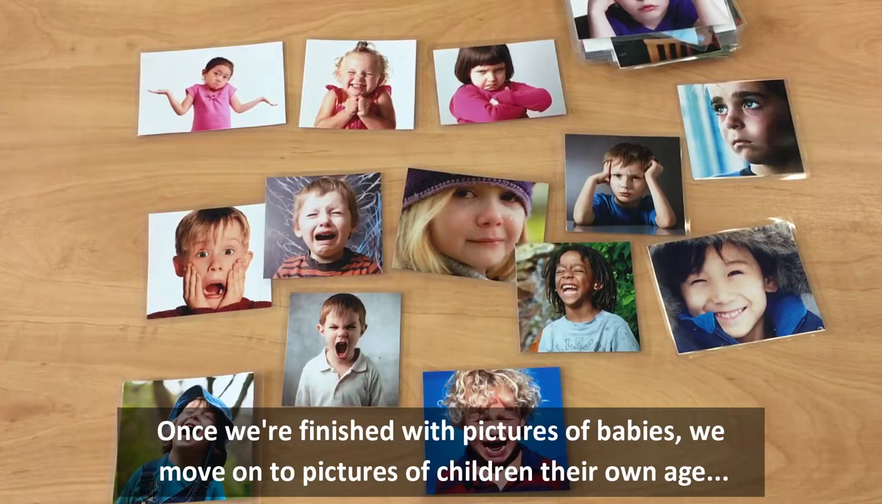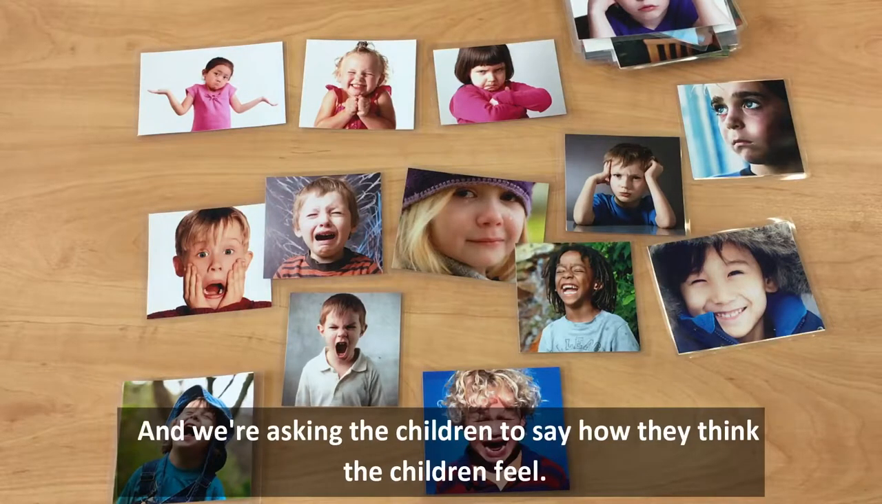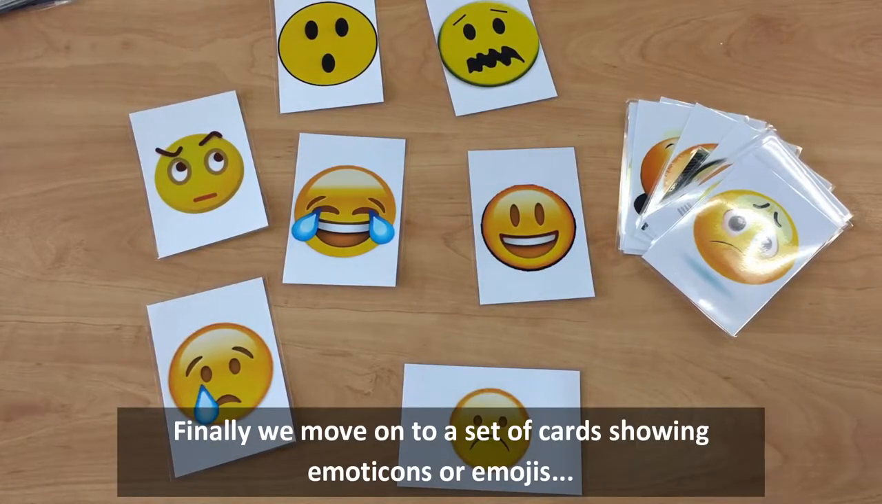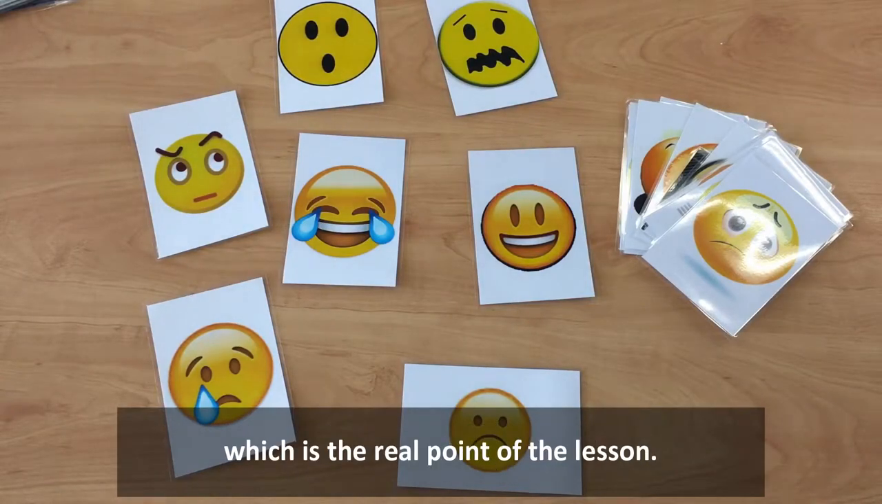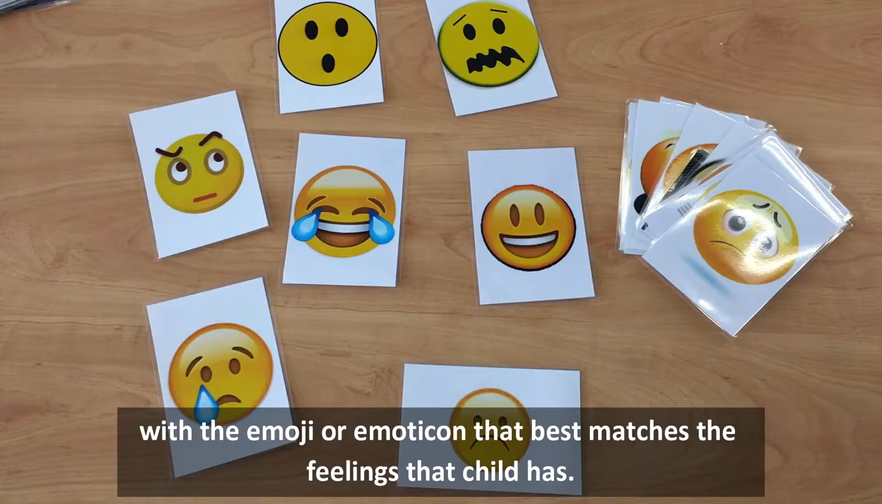After we've used the pictures of babies, we move on to a set of cards showing children of their own age, again expressing different emotions. And we're asking the children to say how they think the children feel, which are nice emotions, which are not very nice emotions. Can they sort them out into nice and nasty emotions? Finally, we move on to a set of cards which show emoticons or emojis, which is the real point of the lesson. Because what we're asking the children to do is to match the pictures of children's faces or babies' faces with the emoji or the emoticon which best matches the feelings that child has.